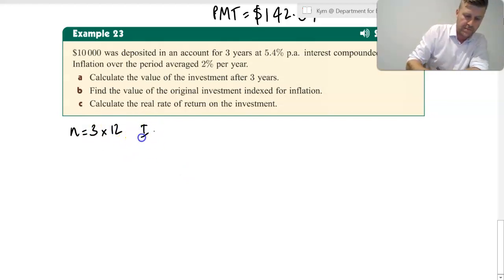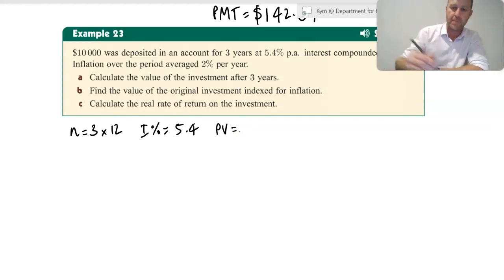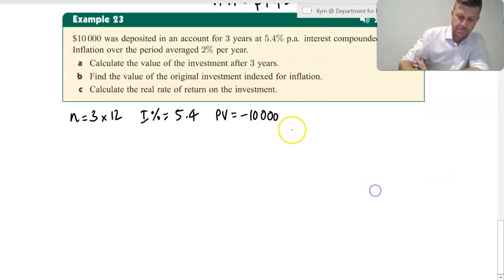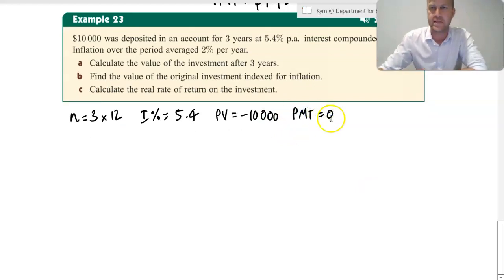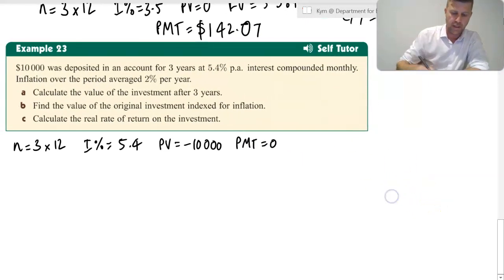The interest rate this time is, as a percentage, 5.4%. Present value is actually, so the starting amount is $10,000. But again, when we're putting it into the graphics calculator, because we're giving it to the bank, we're paying that amount in, it's minus $10,000 for an investment. PMT is going to just be 0 for the sake of this, because it doesn't look like, in this case, there's any regular monthly payments.